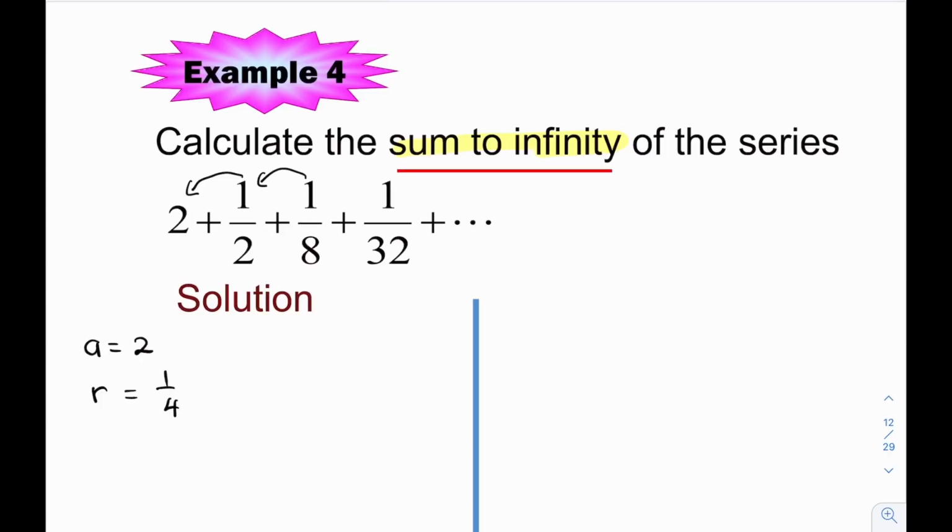And then recall the formula S infinity equals a over 1 minus r. We need to check whether your r is between -1 and 1 or not, because this is the condition for S infinity. Since our r is 1 over 4, which lies between -1 and 1, the S infinity exists, and now we can substitute the values of a and r into the formula. So 2 over 1 minus 1 over 4, and use your calculator, you will get 8 over 3.